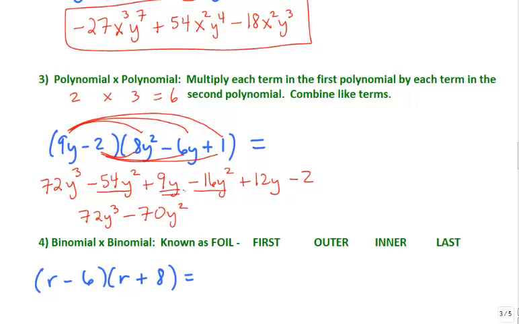And then I have a 9y and a 12y, and that adds to a 21y. And then my minus 2 stays off to the side. So here is my answer in descending order.